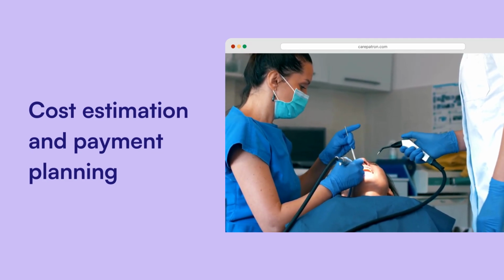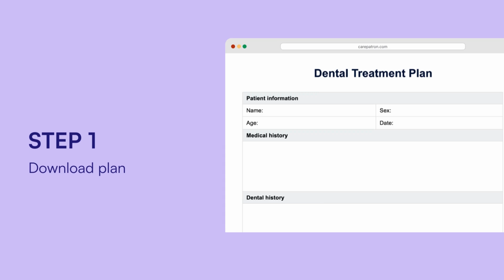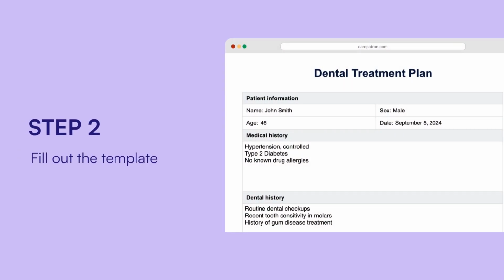Using a dental treatment plan is simple. Here's how you get started. Firstly, download the plan. Access the free dental treatment plan template through Carepatron, either through the link in the description, or sign up for free where you have access to our in-app template library. Fill out the template. You can choose to print the template or fill it out digitally.